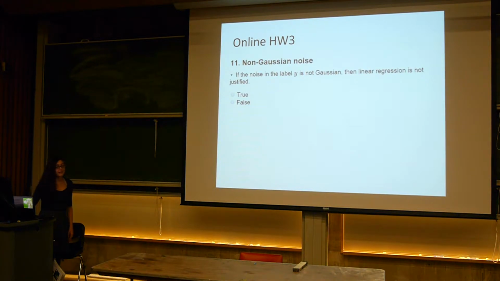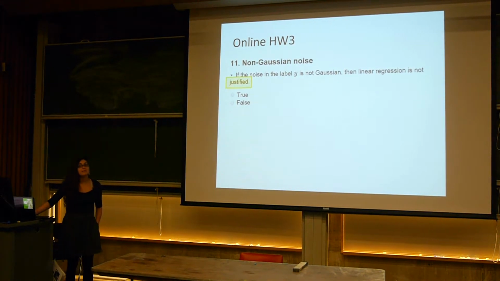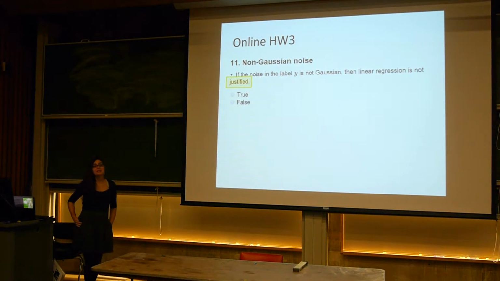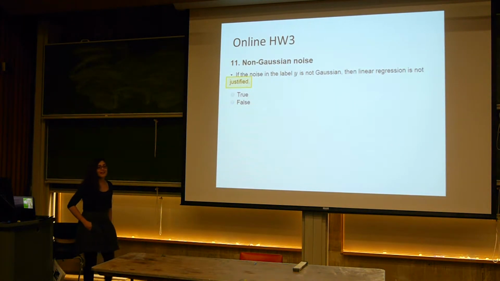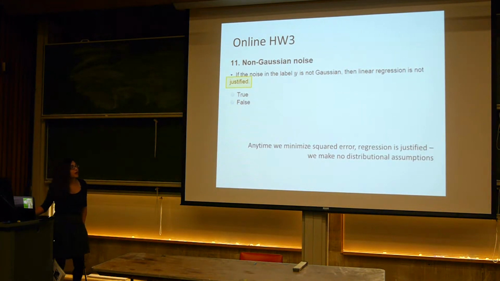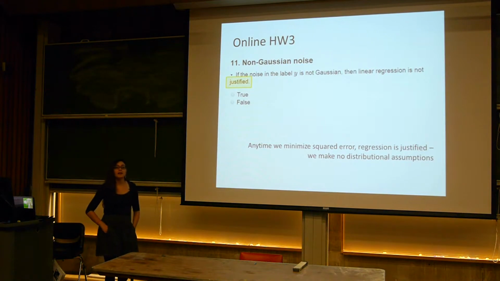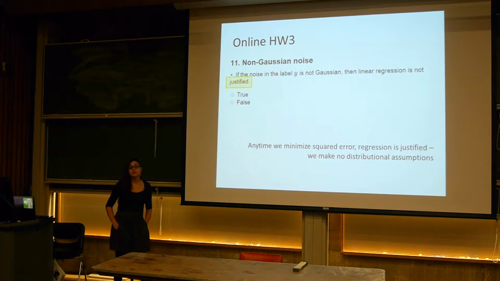Okay, so this is a key kind of idea. What does it mean for the use of something to be justified, right? We don't actually know what the noise in the label is ever, and we just try and fit a model that we think might do well. So anytime that we're going to try and minimize a squared error fit to Y, regression is justified. It's a reasonable thing to do.